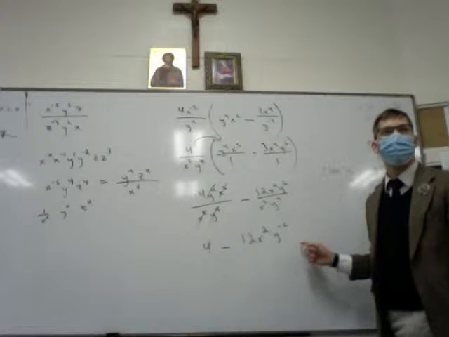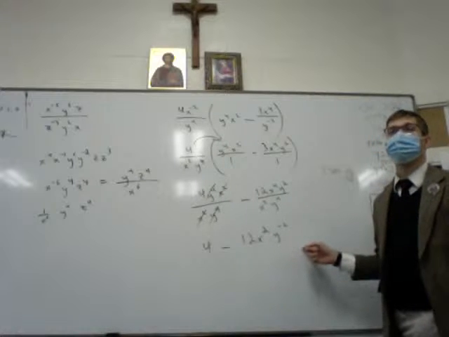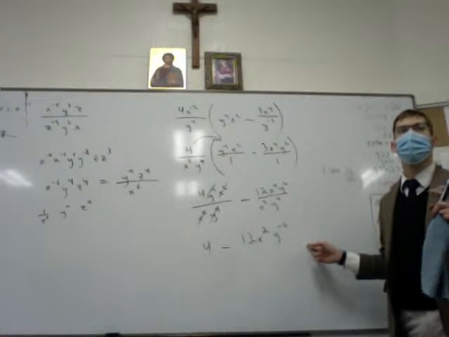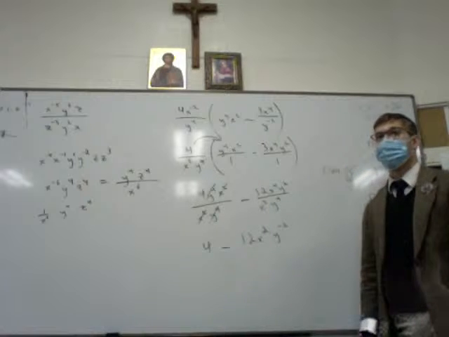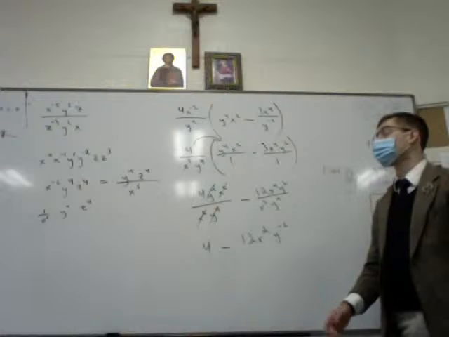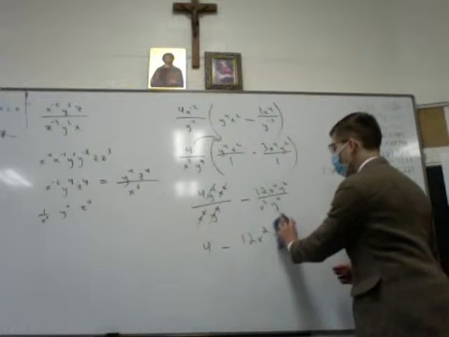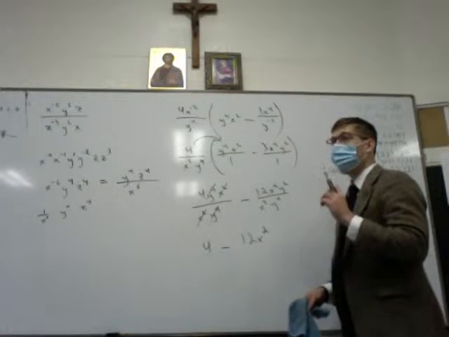But, as you pointed out, what's the problem with writing y to the negative 2? It does not fit the parameters. Right, what are the parameters of this problem? All the exponents need to be positive. So instead of writing y to the negative 2, what are we going to write? 12x squared over y squared.